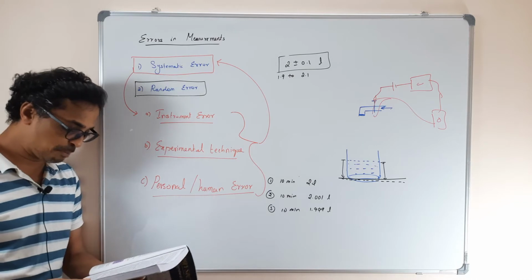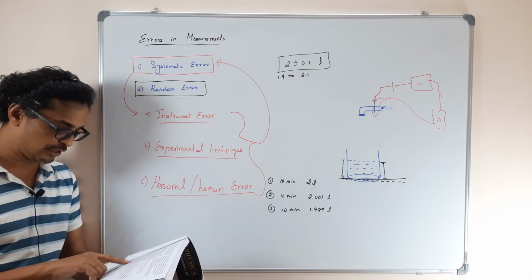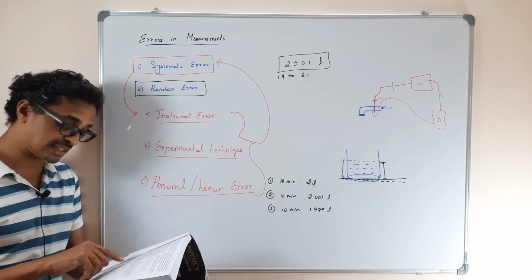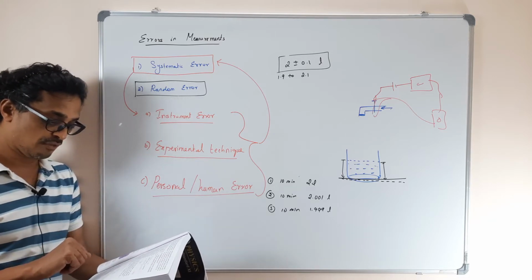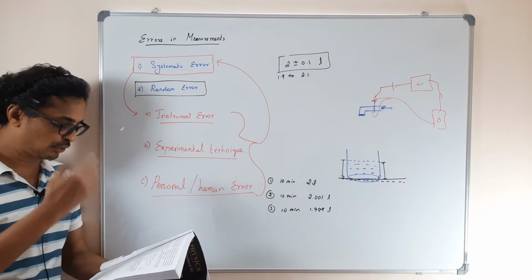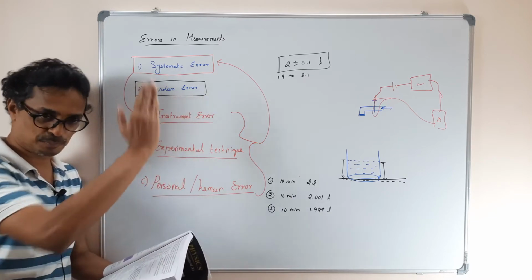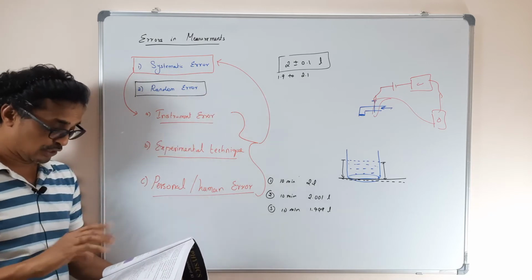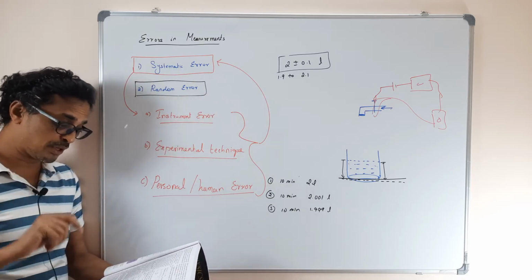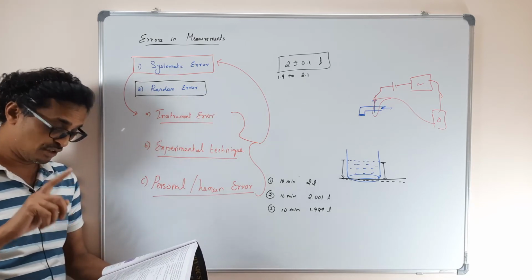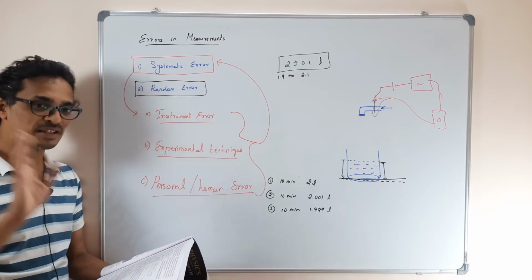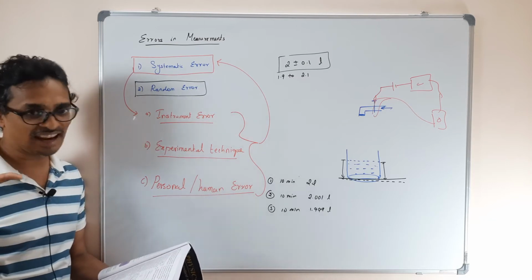And the final thing is personal error. That's what I said. Such error is due to the fault of the observer, bias of the observer, carelessness in taking observations. For example, the same ruler thing, when you have parallax. These are all the errors which come under systematic errors. Systematic errors can be minimized by using the correct instrument, following proper experimental procedure, and removing personal error. These three can be handled.